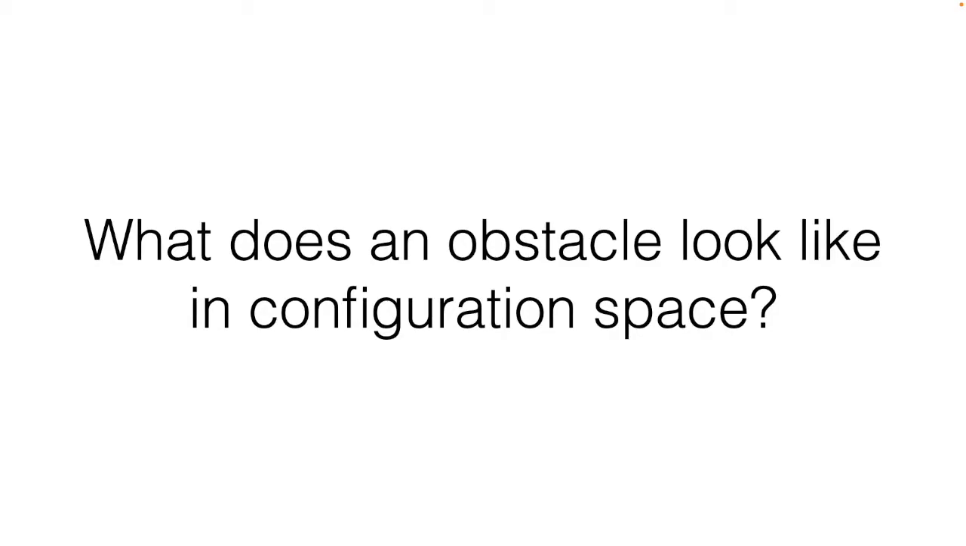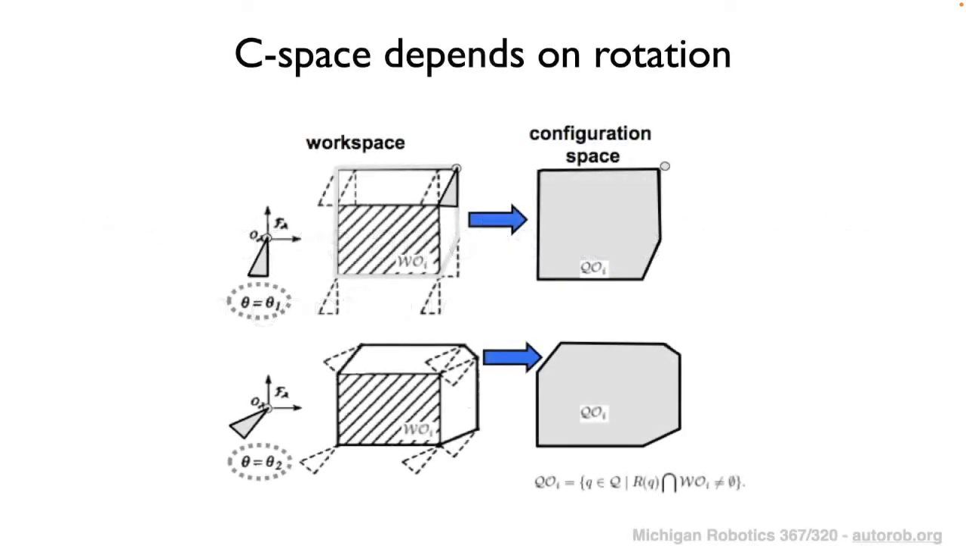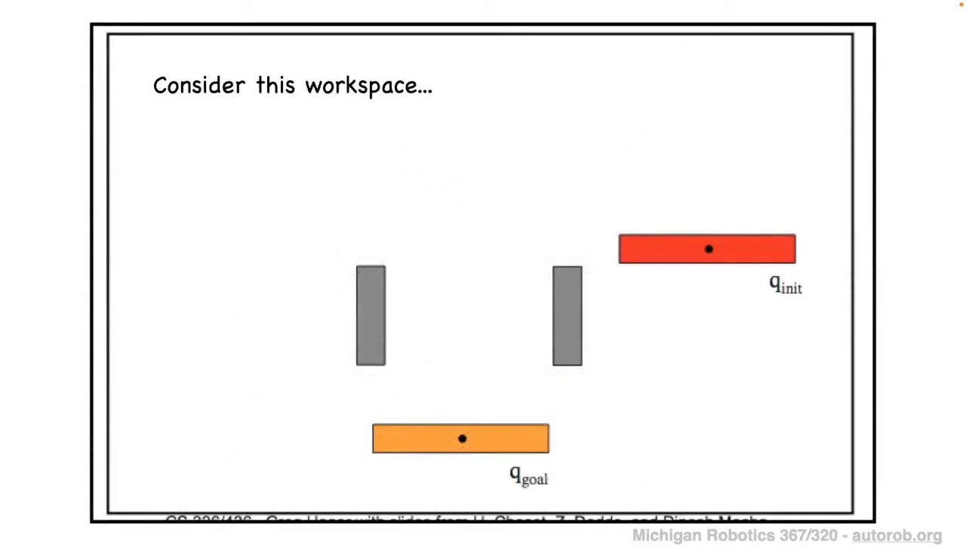So given this example that we just looked at, one question that we can ask is what does an obstacle look like in configuration space when we're using this approach of Minkowski sums? It turns out that the representation of obstacles within configuration space is ultimately going to depend on the rotation that we consider, the relative rotation of our robot and the given obstacle. So let's step through a couple of examples to build up some more intuition about how these obstacles are represented within configuration space.